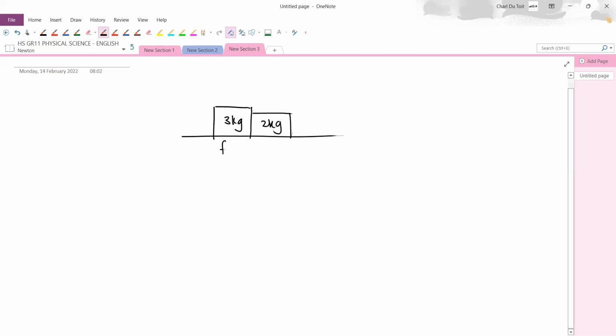We did that in the beginning. But you do understand the difference, eh? Okay, let's say the friction on the 3 kg is 6 newtons, and then the friction on the 2 kilograms should be 4 newtons.